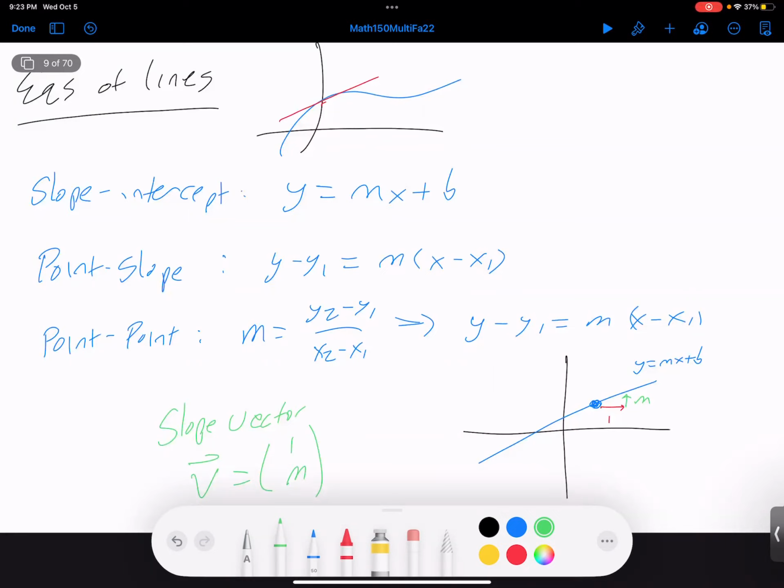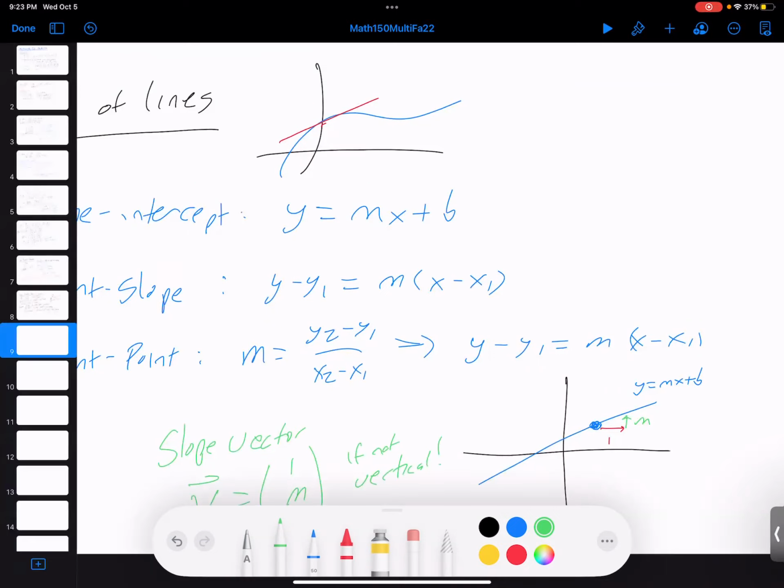What's the one time where this might break down? For what line? Straight up. If it's horizontal, that'd actually be fine, m would just be 0. But yes, a vertical line breaks it down.